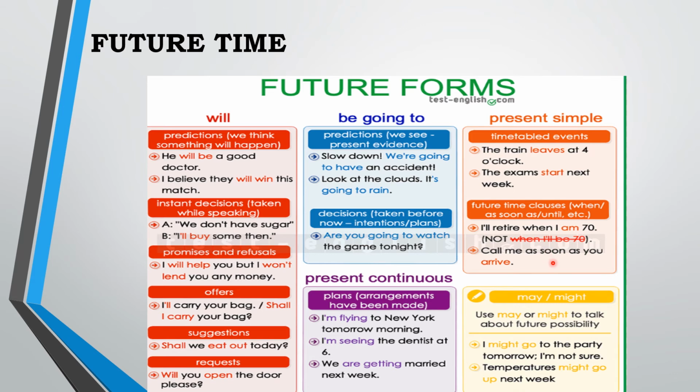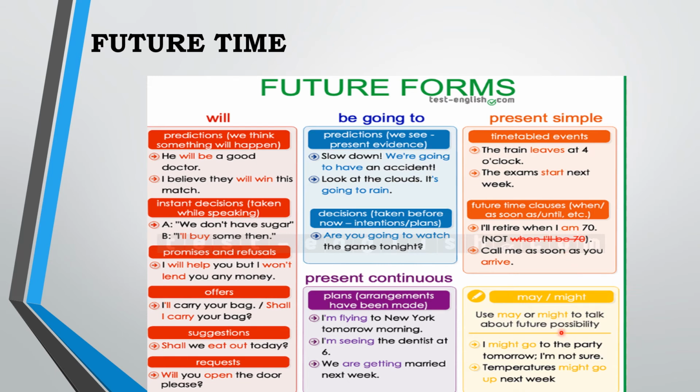Okay, so here you are talking about something which would happen later on, a future time that you're discussing, but you're using as soon as or until. You're giving a time period. So I will retire when I'm 70. So 70 is a time period that you're giving. Call me as soon as you arrive. So you're again having a time clause here, as soon as you arrive. So these things can be used when you have a time clause there.